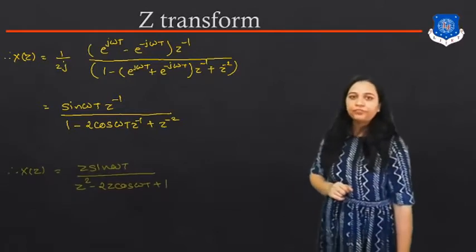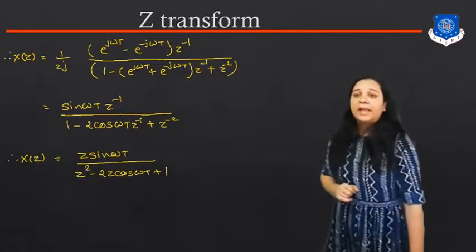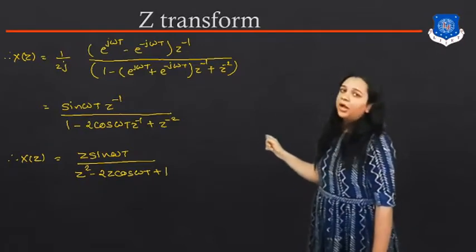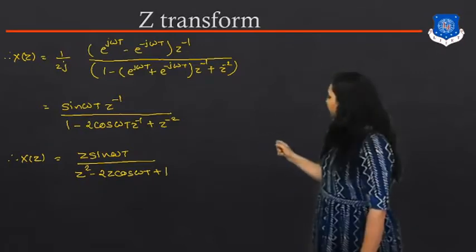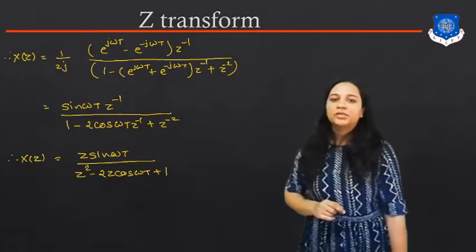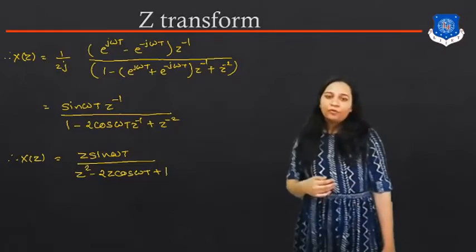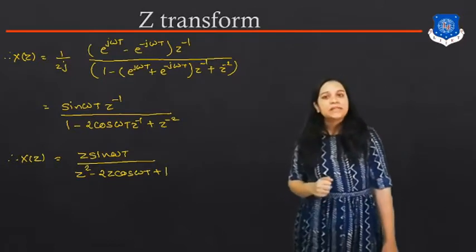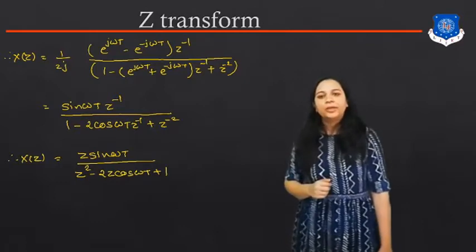Okay. So we can get x of z equal to z sin omega t upon z square minus 2 z cos omega t plus 1. Same like this, we can find the cosine function and the tan function using the z transform standard formula. Okay.